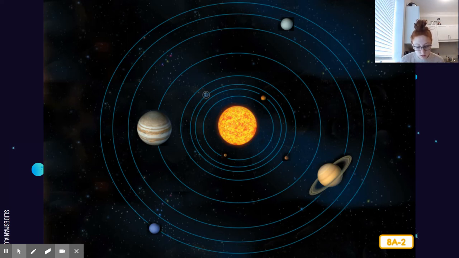The first 4 planets you will learn about are called the inner planets, or the ones that are near the center of the solar system. These are Mercury, Venus, Earth, and Mars.